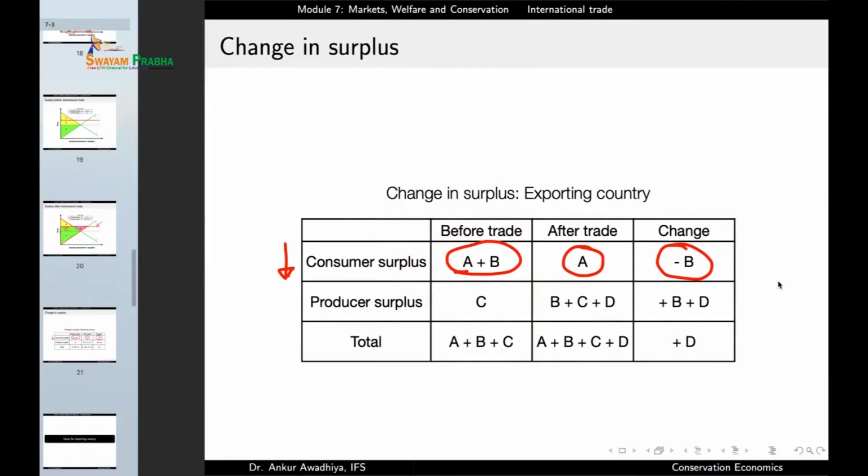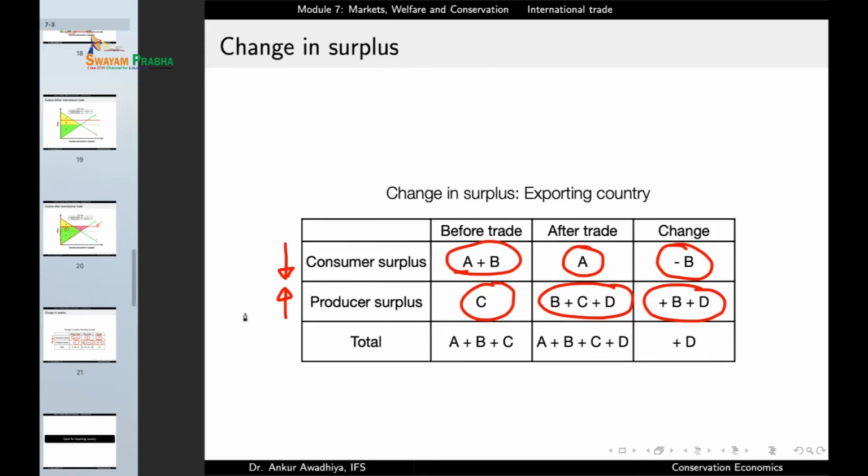And that is what we are observing here, because this is an exporting country, which means that the domestic prices were lower and the international prices were higher. So after the trade, the domestic prices also increase, they become equal to the international prices, and with the increase in the price, there is a reduction in the consumer surplus. The producer surplus earlier was C, the new one is B plus C plus D. So there is a net change of plus B plus D, which means that the producer surplus is increasing.